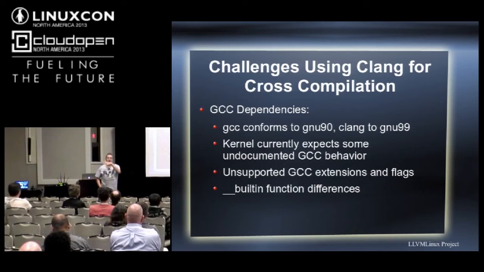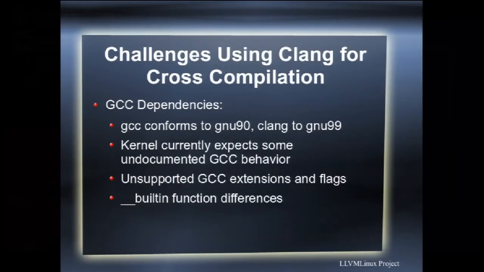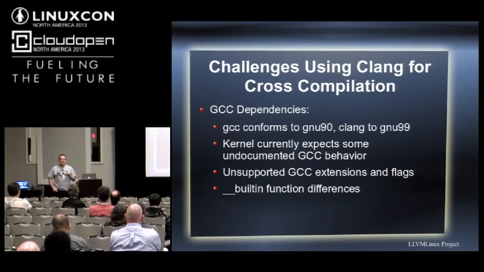We are now compiling the kernel with Clang, with GNU 99, because Clang supports GNU 99 out of the box, which is essentially C99 with a couple of GNUisms, versus GNU 90. So we're having a few impedance mismatches between the code because GNU 90 sees the code in this fashion and GNU 99 sees it in this fashion, okay?